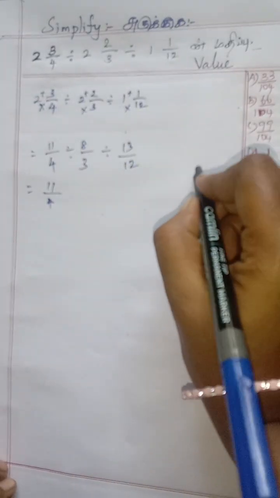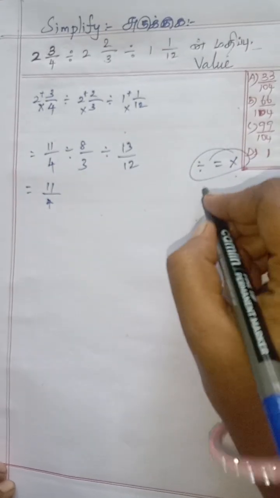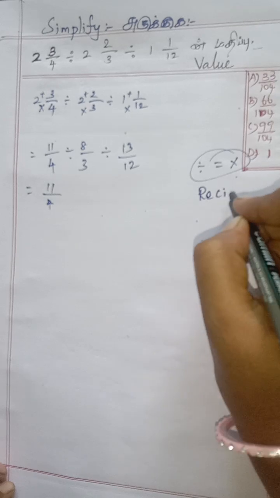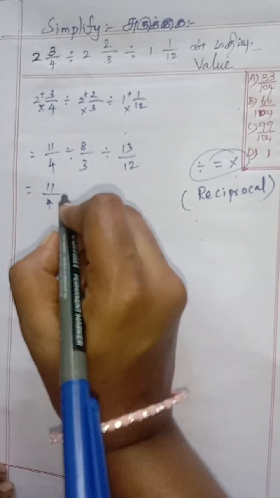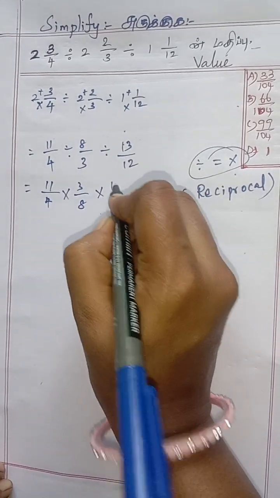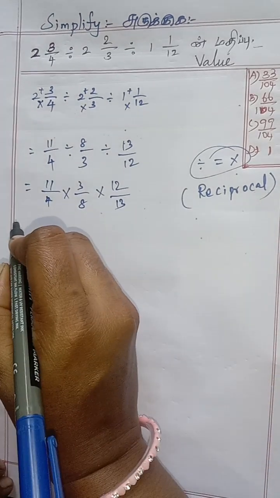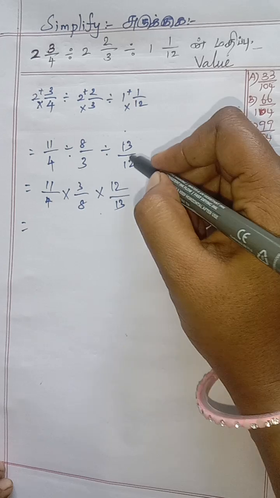Divide symbol we want to change to the multiply symbol, meaning we should write the reciprocal of this number. Shall we write? Now 3 by 8 into 12 by 13. Now reciprocal means தலைக்கீழ எழுதுறது, கீழே இருக்கிற நம்பர் மேலே, மேலே இருக்கிற நம்பர் கீழே.